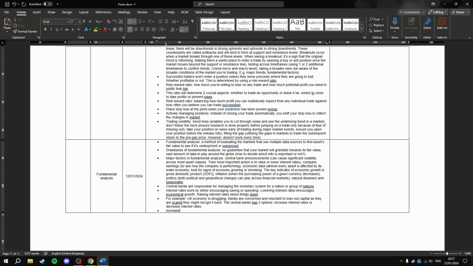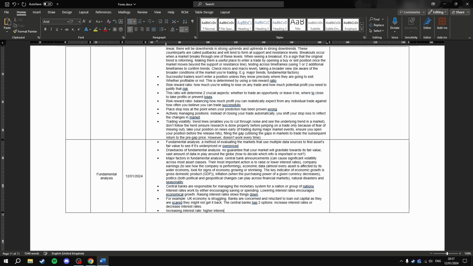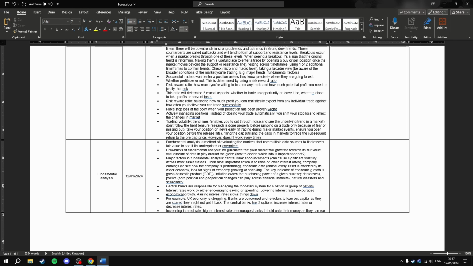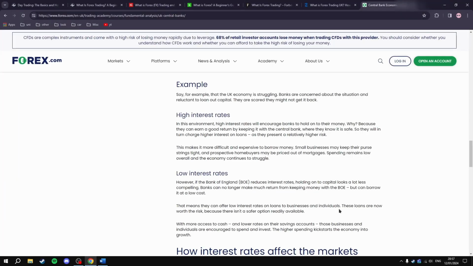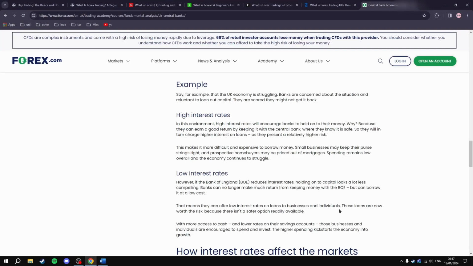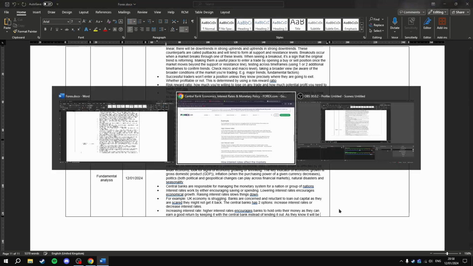So increasing interest rates. If they increase their interest rates, higher interest rates encourage banks to hold on to their money, as they can earn a good return by keeping it with the central bank instead of lending it out, as they know it will be safe.